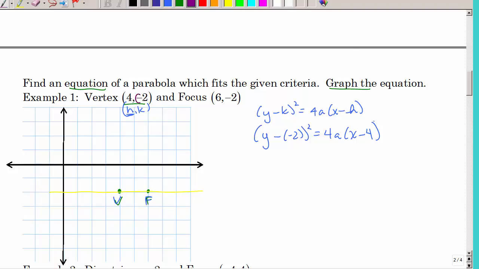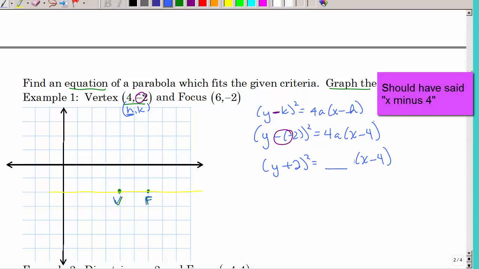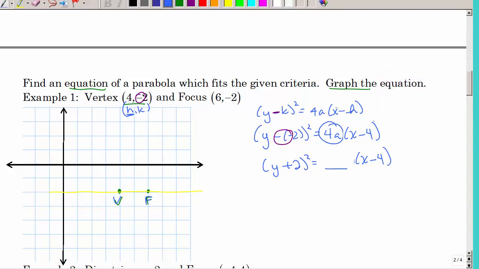So what happens when you have a negative value and you already have a negative there? That's going to become positive. So I have y plus 2 squared equals 4a times x minus 2. So the next thing we need to do is find out 4a. We'll look at those notes. We have from here to here. Well, that distance is 2. Well, is that a? Is that 4a? Is that neither?